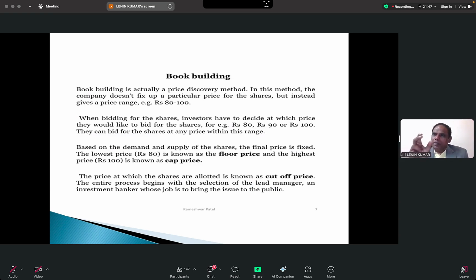The value is between 80 and 100. 80 is called the floor price because it is the lower one. 100 is the highest price, called the cap price. Cutoff price is nothing but, if the value is fixed between 80 to 100, and it is fixed at 95, that is the final price. That is called the cutoff price. I hope this is clear.